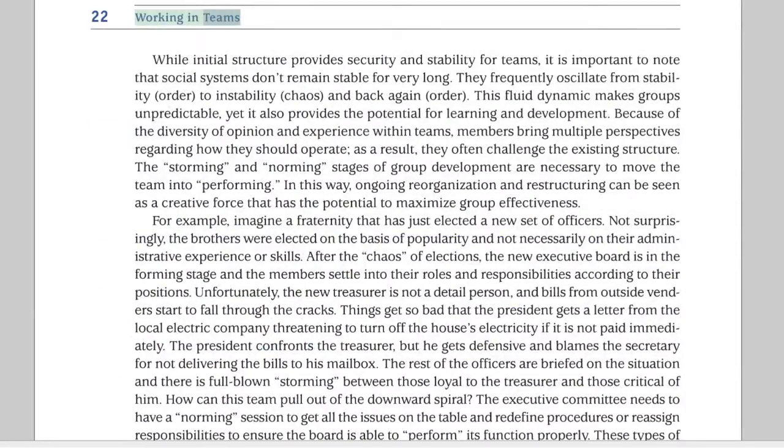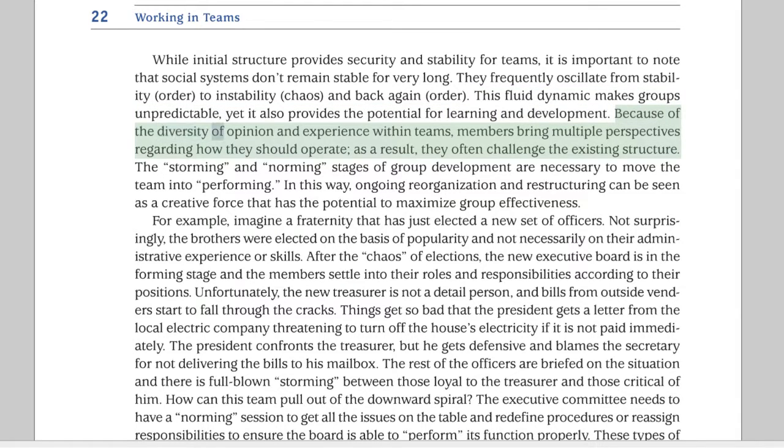While initial structure provides security and stability for teams, it is important to note that social systems don't remain stable for very long. They frequently oscillate from stability, order, to instability, chaos, and back again, order. This fluid dynamic makes groups unpredictable, yet it also provides the potential for learning and development.